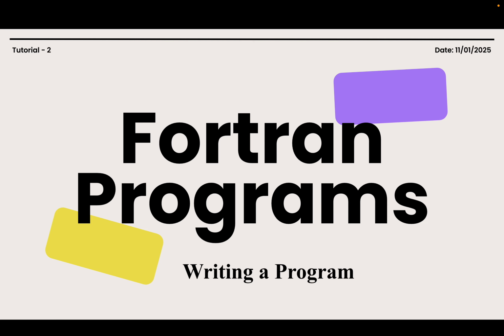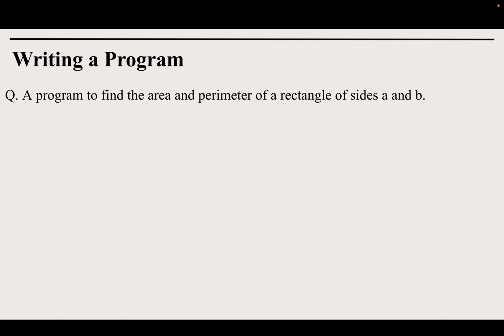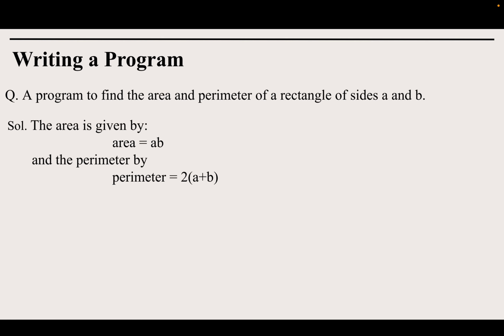So in today's session we will see writing a program in Fortran. So let's go. Right now we are going to write a program to find the area and perimeter of a rectangle of sides A and B. We know that the formula to find the area of a rectangle is A into B, where A and B are the sides of the rectangle, and perimeter can be given as 2 whole into A plus B.